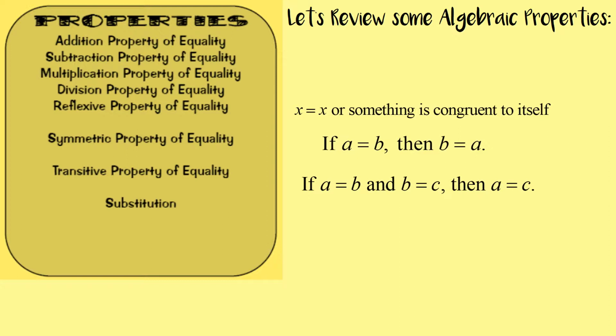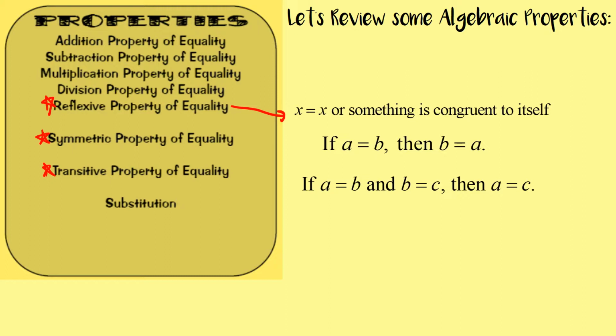The new ones to us are the reflexive, symmetric, and transitive properties. So the reflexive property can be stated like this: x is equal to x, or something has to be congruent to itself. So just like on the last slide, Benji was congruent to himself because he's still Benji. So it'll make probably more sense actually when we get to the geometric proofs on using this property.